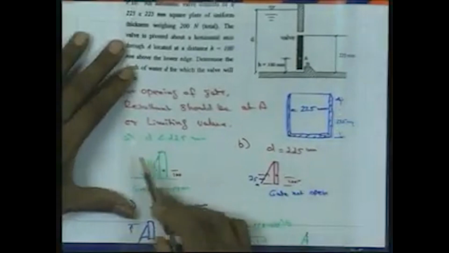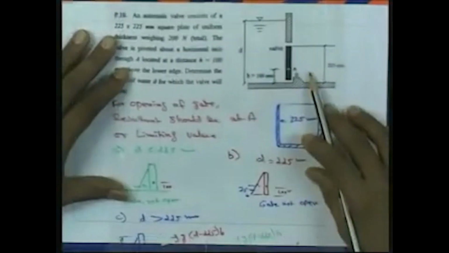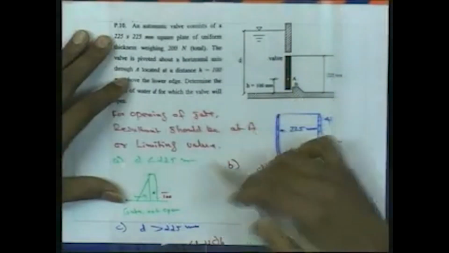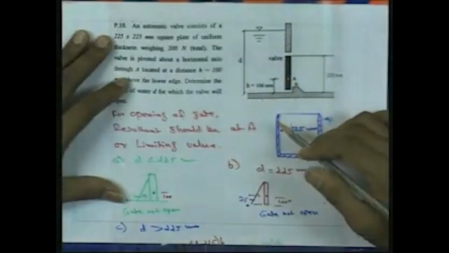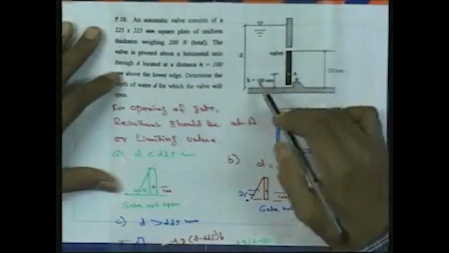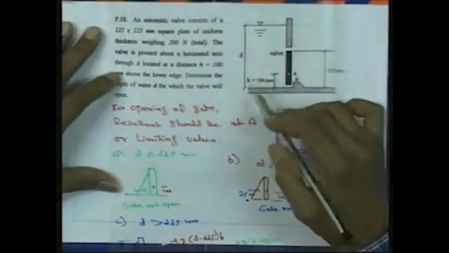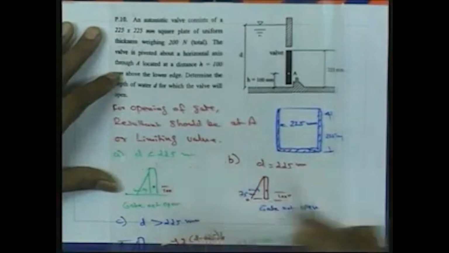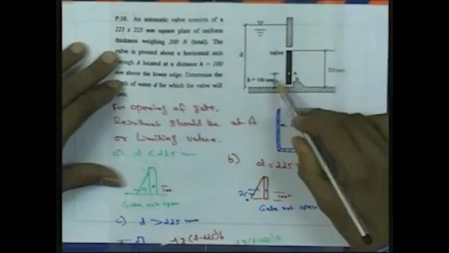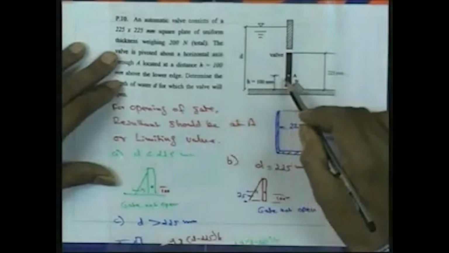The first case is when D, the depth of the water column on the upstream side, is less than 225 millimeter. Here the downstream water column is 225 millimeter. So if the upstream depth is less than 225 millimeter, then what happens? We have already seen the center of pressure will be at d by 3. So when d is less than 225 millimeter, it will be less than 75 millimeter as far as where the center of pressure is acting.